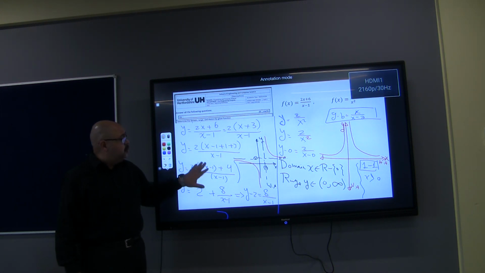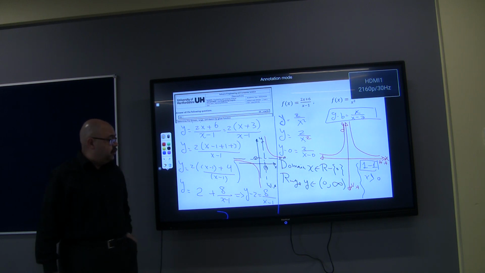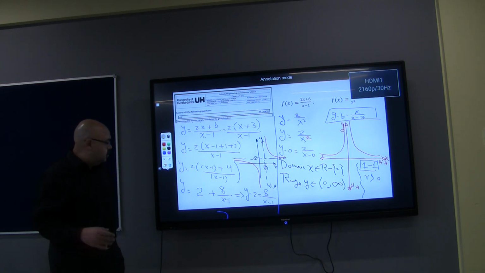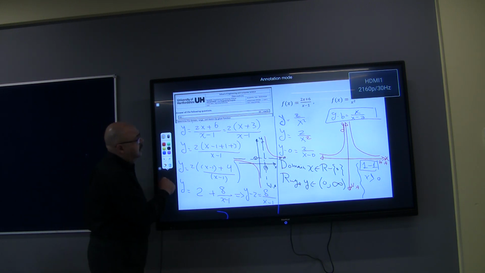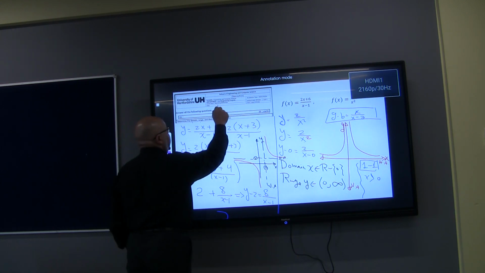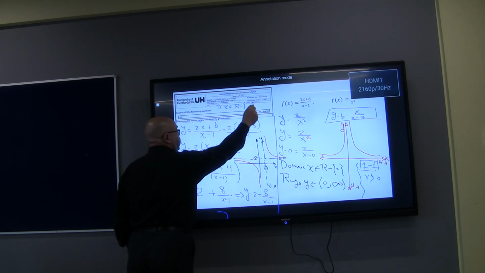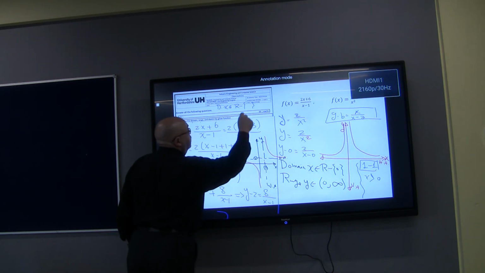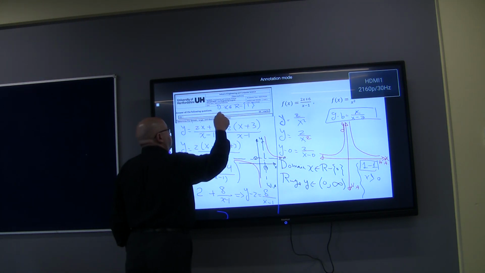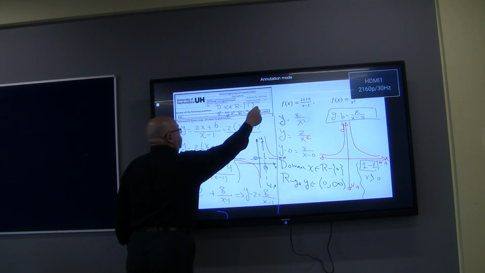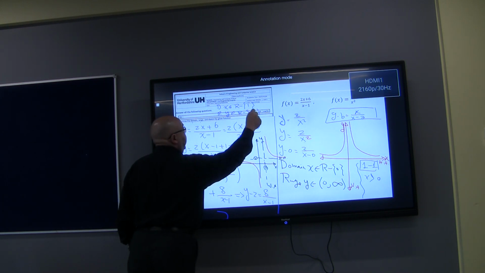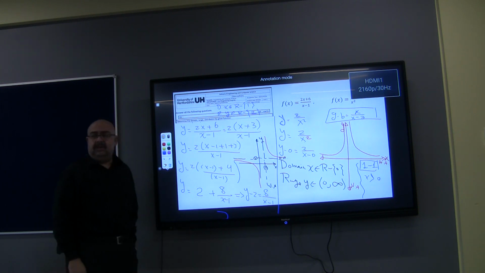At this stage, you will have to mention domain and range. Here it is really very simple to state both of them. If I want to say the domain, I will say that x belongs to R except the value 1. Range will be exactly the same. Y belongs to R except the value 2, which is a horizontal asymptote.